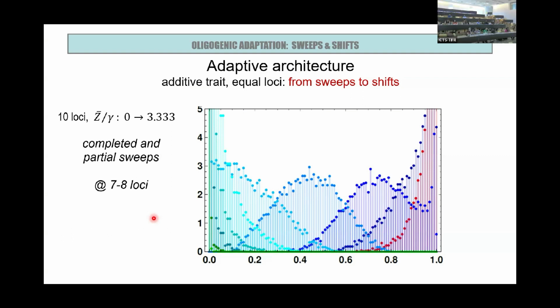Can I ask a quick question? Of course. Sorry, can you explain what the y-axis is? I didn't understand this. This is the density of these allele frequencies.